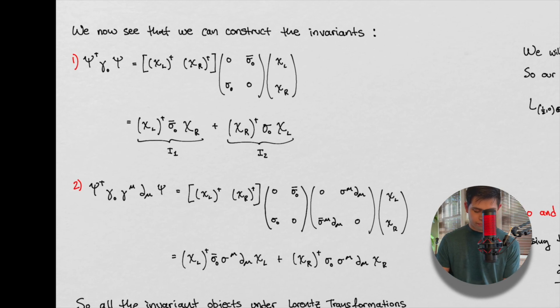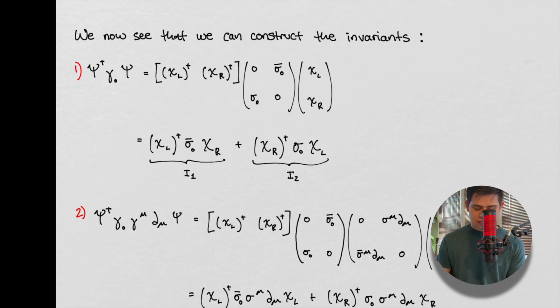Okay, second page here. I promise this is only 2 pages. We see that we can construct the invariants now using these gamma matrices. So let's see how we can do this. Consider this guy right here.